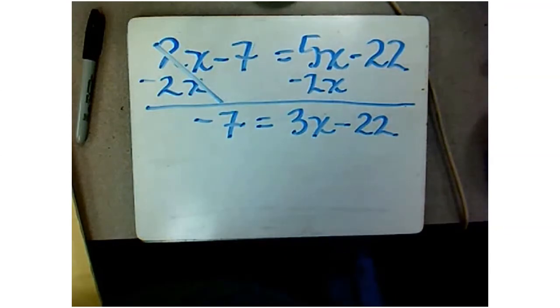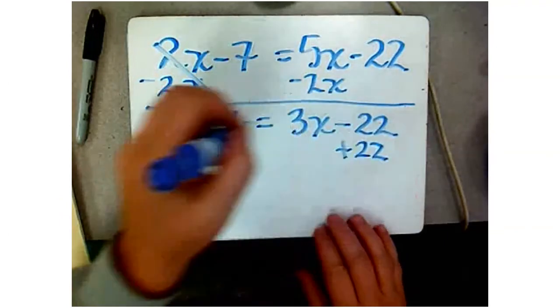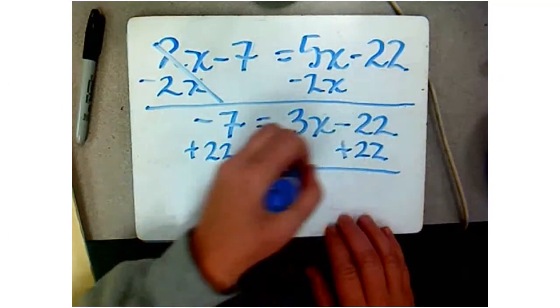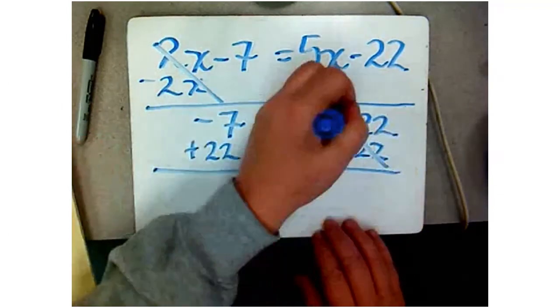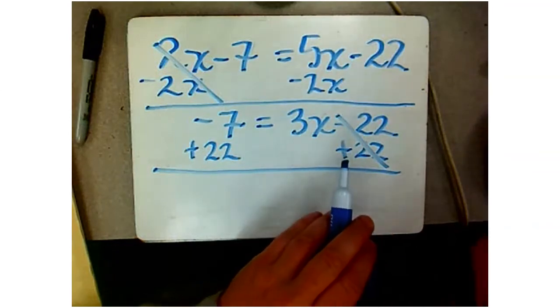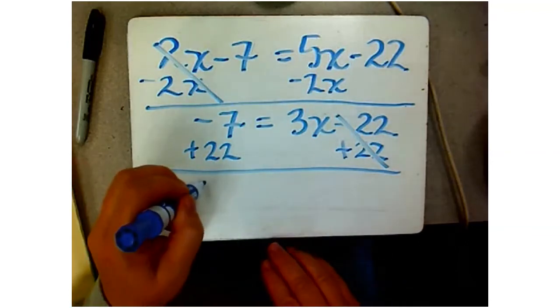What do you want to add? 22. Add 7? I don't think so. You could add 7, but you're going to make a mess. You'd end up with 0 over there and then have to move over again. That's an extra step. So negative 7 equals 3x minus 22. We want to work with the side with the 3x, right? So 3x minus 22, we want to add 22 to both sides.